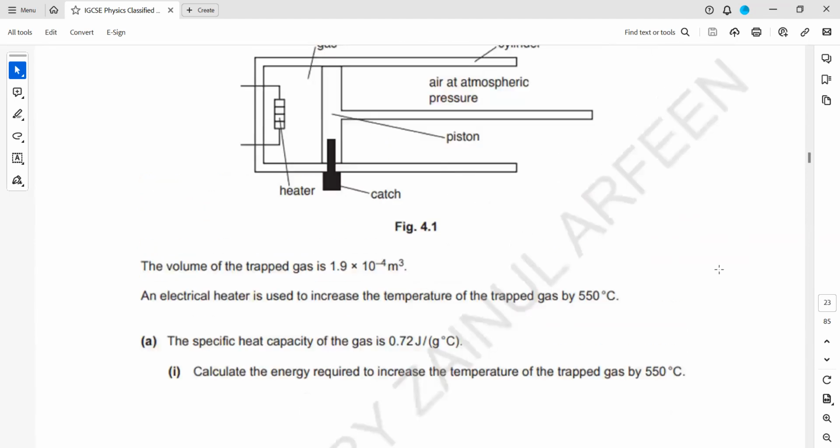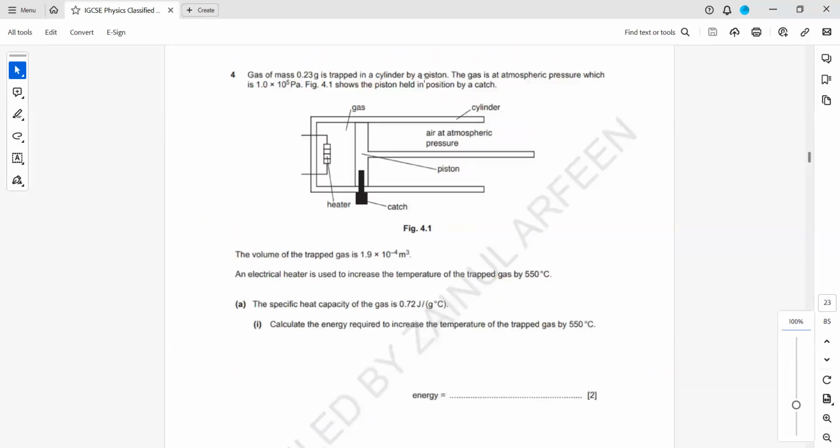Calculate the energy required. Look, the unit of specific heat capacity is important. As you can see here, the unit of specific heat capacity is joule per gram, so we don't have to convert the mass into kilogram. If the unit of the specific heat capacity is per kilogram, then we have to convert the mass into kilogram. So here we don't have to convert. We use the formula which relates the energy and specific heat capacity. So E is equal to c m delta T. The heater increases the temperature, so delta T is 550.